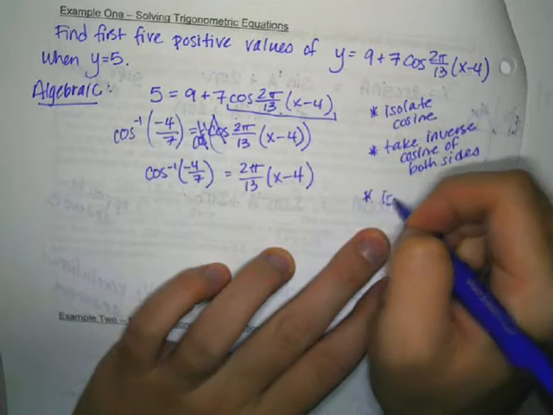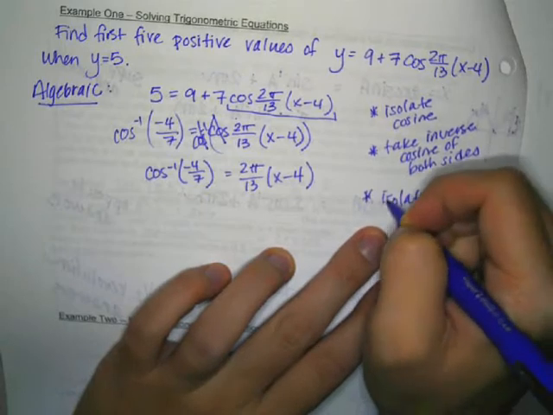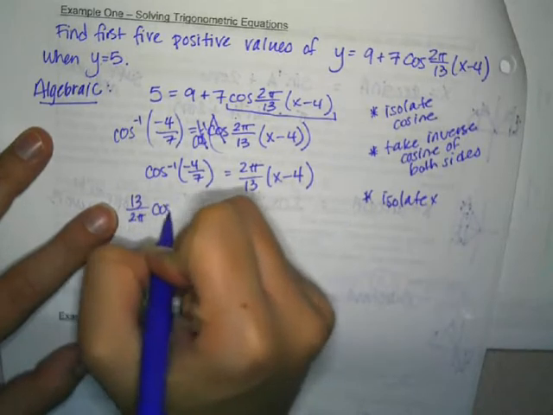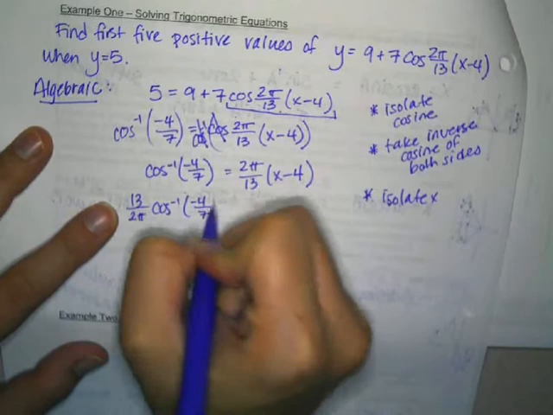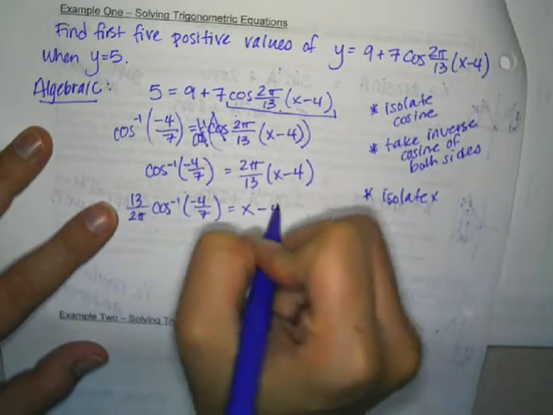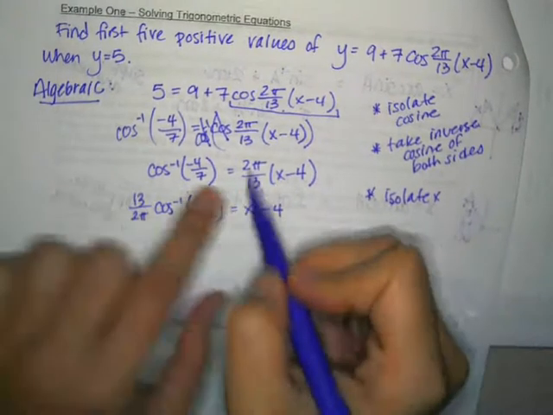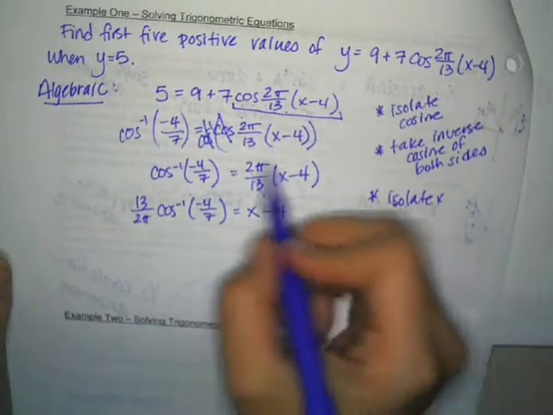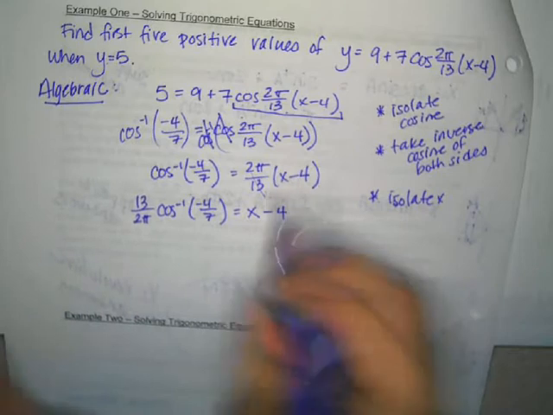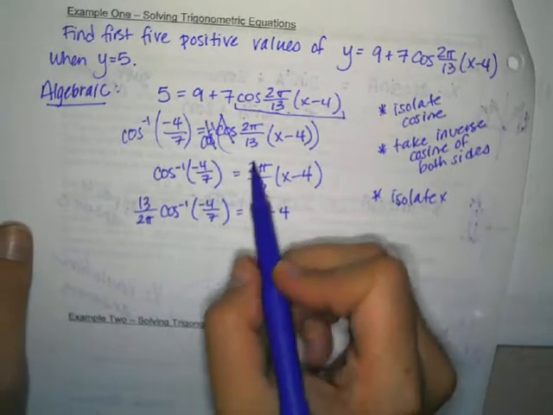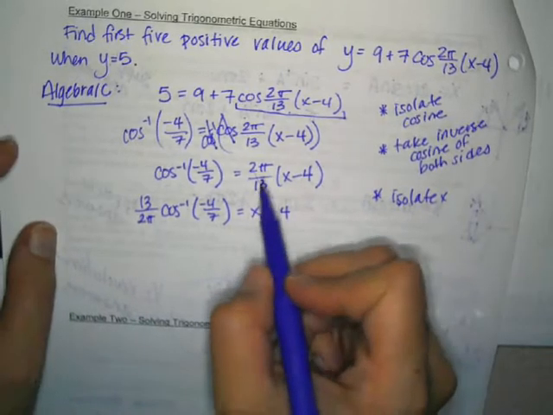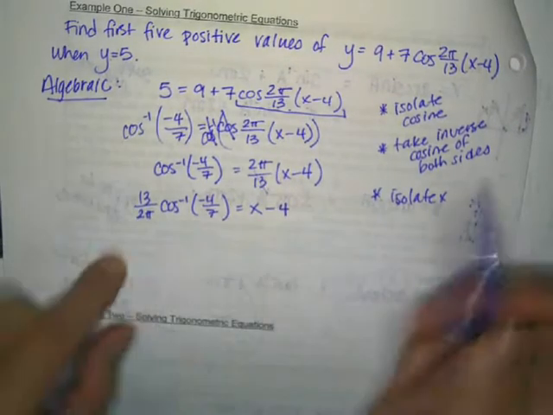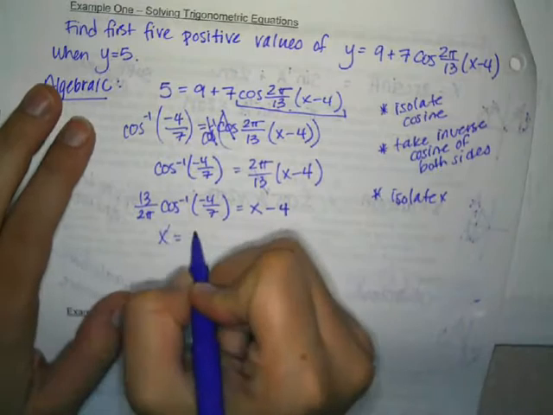So in this step, I'm going to isolate x. So you get 13 over 2 pi times cosine to the negative 1 of negative 4 over 7 equals x minus 4. Okay, so I just multiply both sides by 13 over 2 pi, which canceled that out. The reason I didn't distribute this first and then do that is it just makes it cleaner and easier to multiply by the reciprocal first to get rid of it instead of distributing first and getting a lot of fractions. Then to solve for x, I'm going to add 4. So I get 13 over 2 pi.